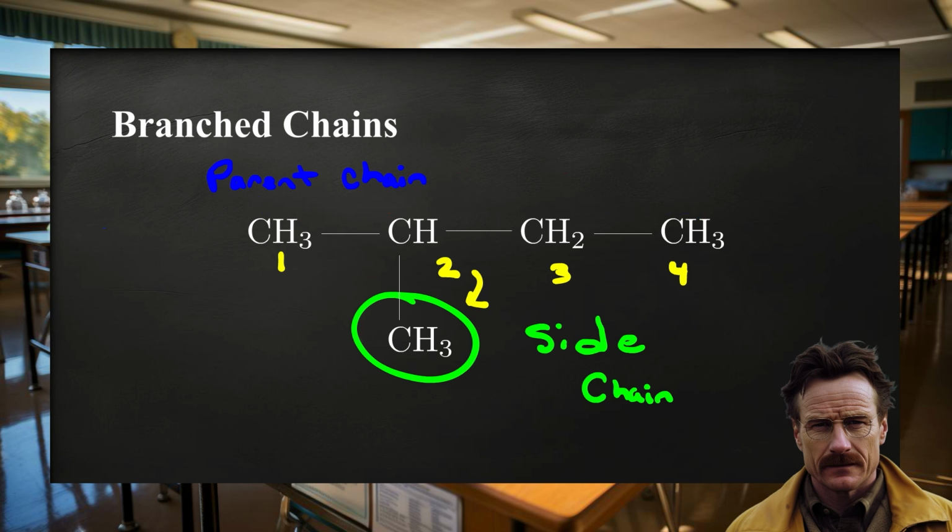Now that we have the basics of naming and numbering, let us fully name this compound. When we write out the name, we start out with the number of the carbon atom that the side chain is attached to. That would be 2, then we say the name of the side chain, methyl, then the name of the parent chain. Therefore, we call this 2-methylbutane. Notice that there are hyphens between the terms.